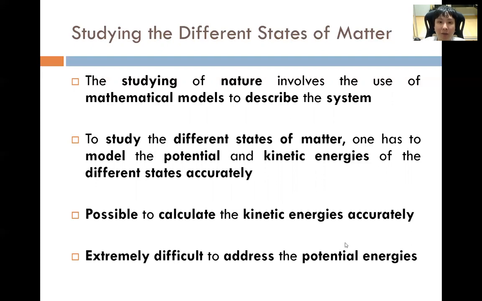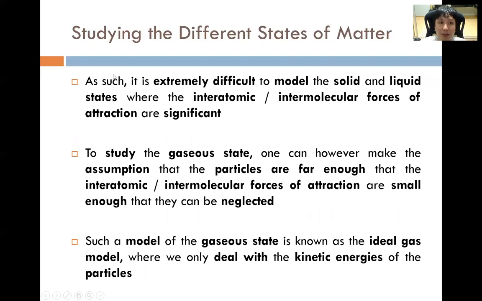And because of that, like I've said, it's extremely difficult to model the solid and liquid states because the intermolecular forces of attraction are significant. The reason for this is that in the solid and liquid states, the particles are close enough that the intermolecular forces of attraction operate significantly between the particles. So when we talk about the solid and liquid state, we have to model the potential energy. There is just no way around it. We cannot just ignore the potential energies. We will just get rubbish answers if we try to do a simulation or model of the solid and liquid states. We have to take into account the potential energies, but that is very, very difficult to do.